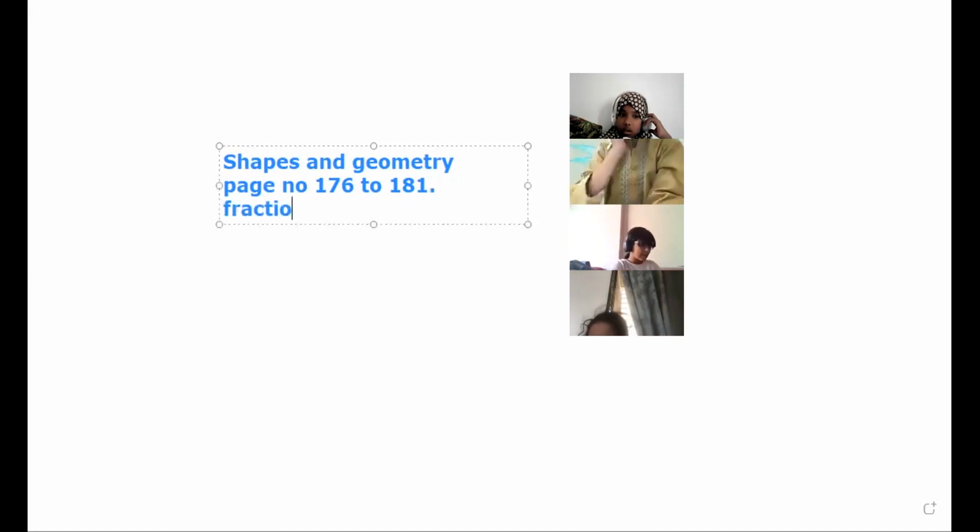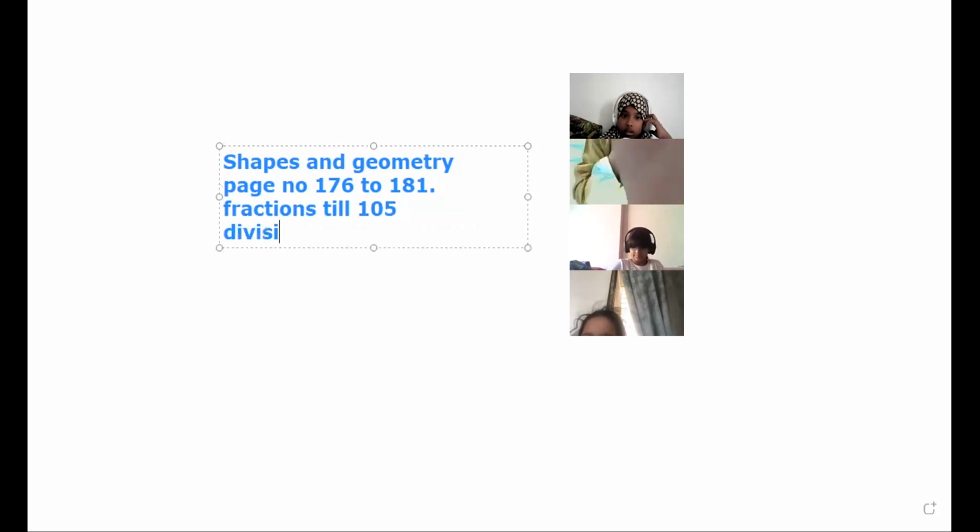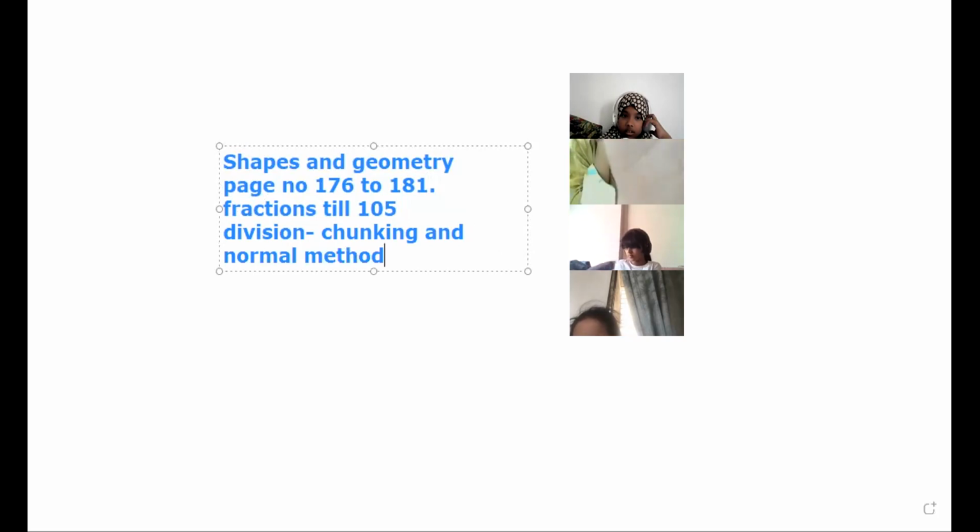Okay, fractions. Ma'am, I just do it in my book. The pages, fractions till 105. Am I right? In case we have done it. If not, whatever I'll be doing with you, that much will come. Division: chunking and normal. Now, I think this syllabus part is clear to you.